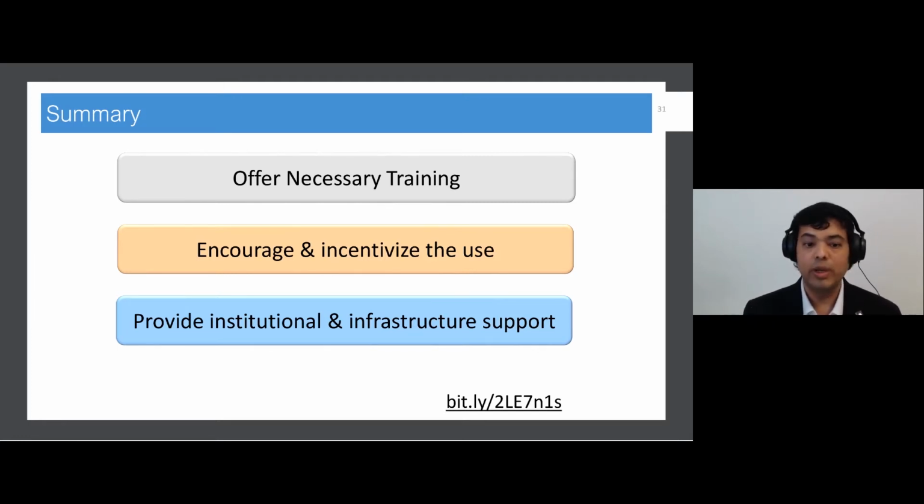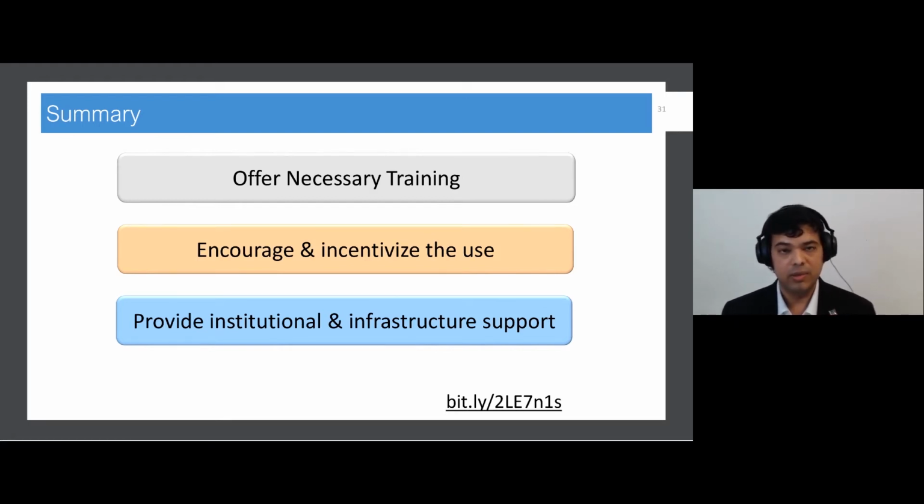And if I can point out three major points, it would be to offer necessary training at all different career stages, as well as for the research administrator, on how they can support the researcher. We need to encourage researchers and provide incentives to use it. They should not have the fear of career progression if they use FAIR data. And of course, there needs to be more institutional and infrastructure support.